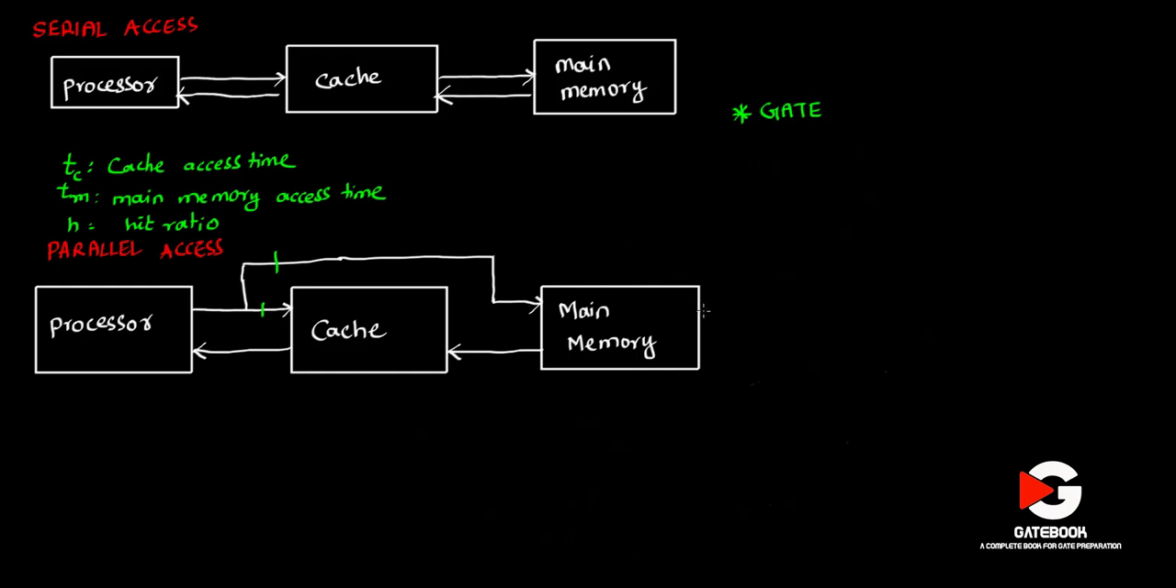Definitely, you can see that if you look at the formula, it is h into Tc plus (1 minus h) into Tm, right? So let's take some examples of Tc and Tm values. Typical values: if the cache access time is 1 nanosecond, then Tm will be around 100 nanoseconds. In this scenario you have the formula h into Tc plus (1 minus h) into Tm. The second one is h into Tc plus (1 minus h) into (Tc plus Tm).